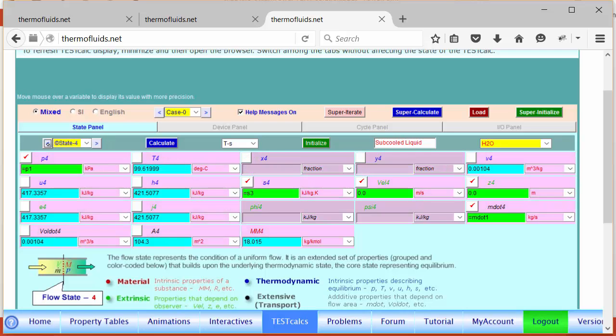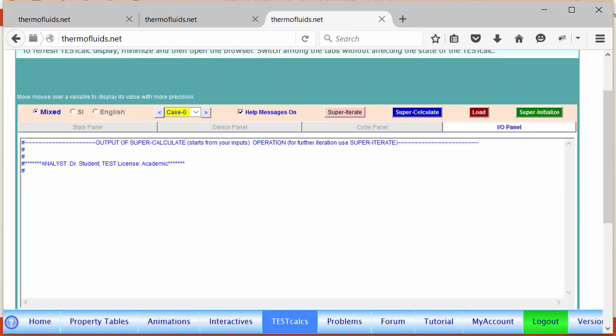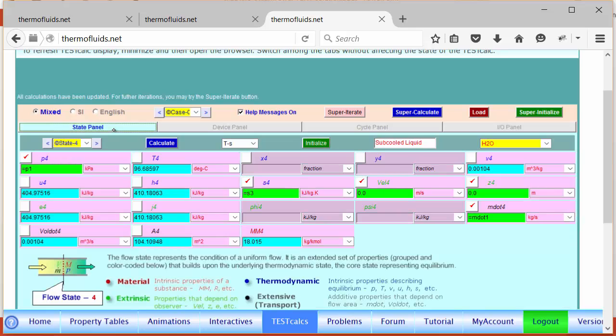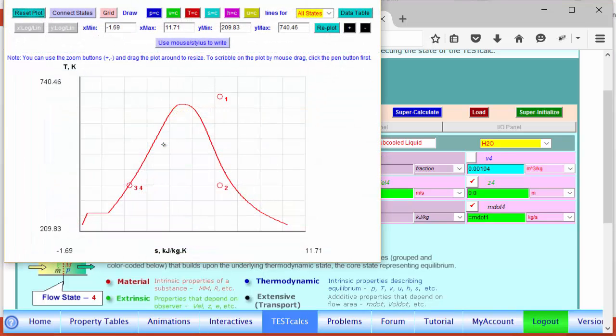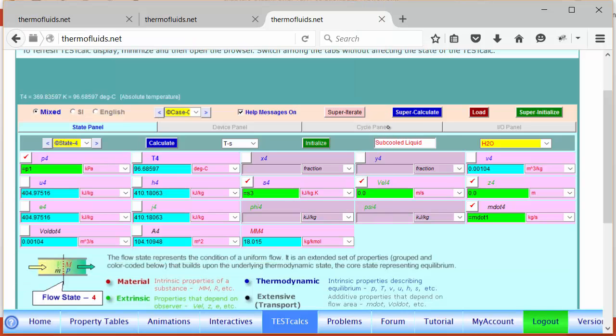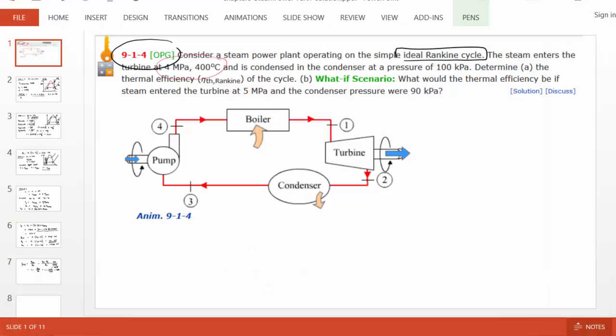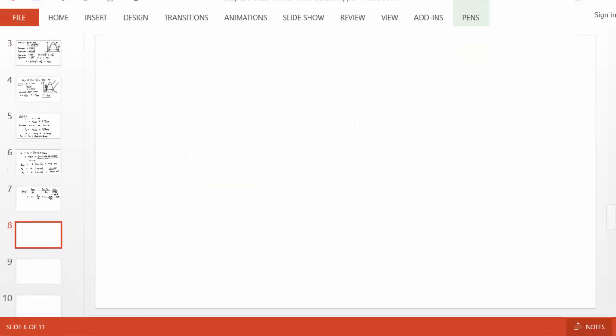Now if you do a super calculate, it's going to calculate all the states, and we want to make sure we didn't mess up by checking the TS diagram and seeing that we still get the correct cycle 1, 2, 3, 4, just like before. And now come back to the cycle panel and look at the efficiency. The new efficiency is 28.6%.